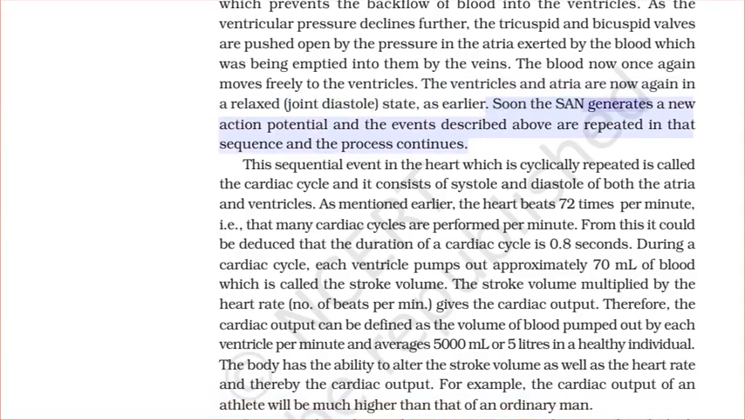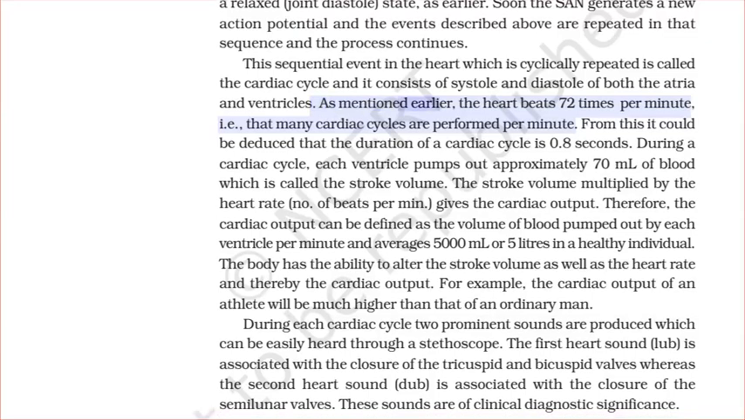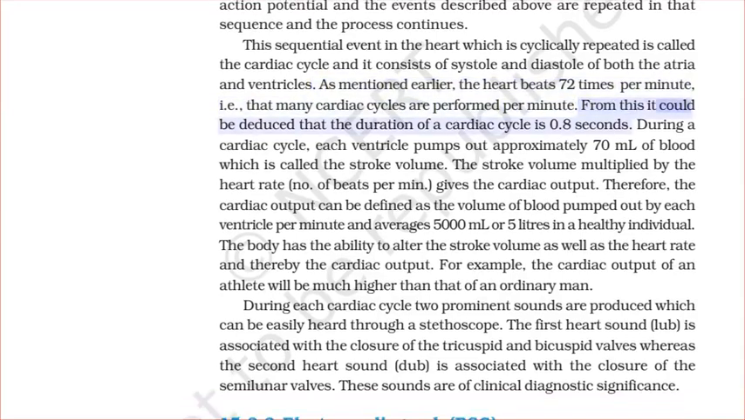Soon the SAN generates a new action potential, and the events described above are repeated in that sequence, and the process continues. This sequential event in the heart, which is cyclically repeated, is called the cardiac cycle, and it consists of systole and diastole of both the atria and ventricles. As mentioned earlier, the heart beats 72 times per minute, that is, that many cardiac cycles are performed per minute. From this, it could be deduced that the duration of a cardiac cycle is 0.8 seconds.